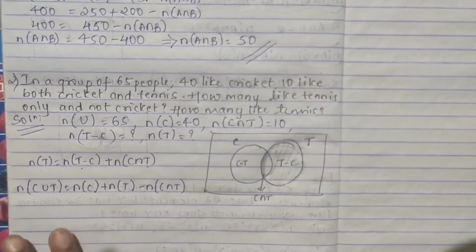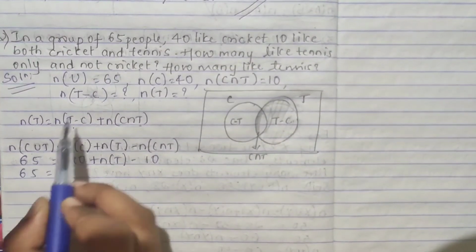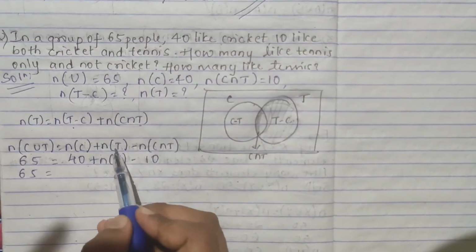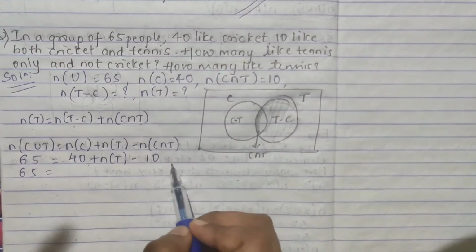Understood? So do the substitution methods. So I've substituted the formulas. N of C union T, union is how much? 65. So 65. N of C is how much? 40. You have to find N of T, so keeping it as it is. C intersection T is how much? 10. Okay.